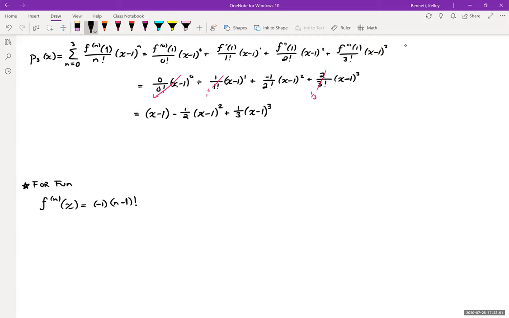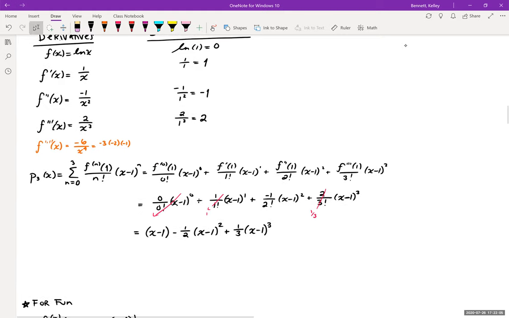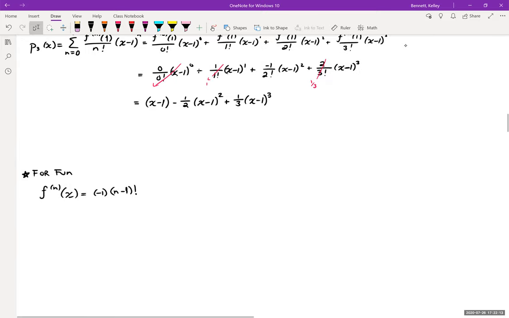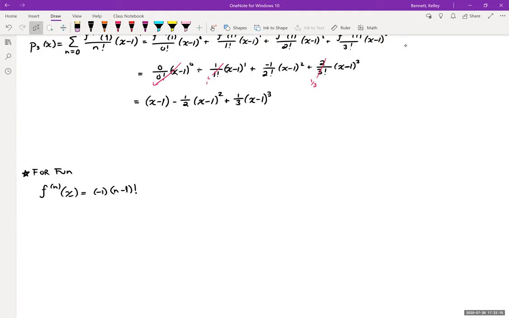So how does this alternate, right? Like I need an exponent on my negative 1. So let's go back up and look. On the fourth derivative, it's negative. On the third derivative, it's positive. On the second derivative, it's negative. So if n is even, I need this to be negative, so I'll just do this, n plus 1.